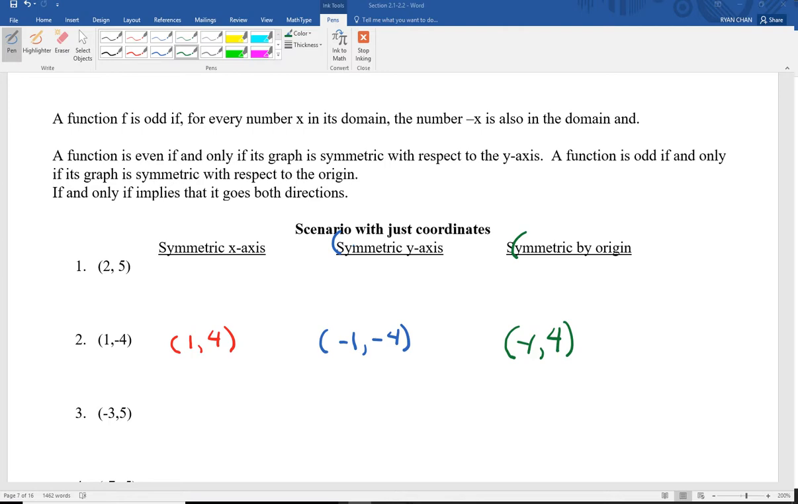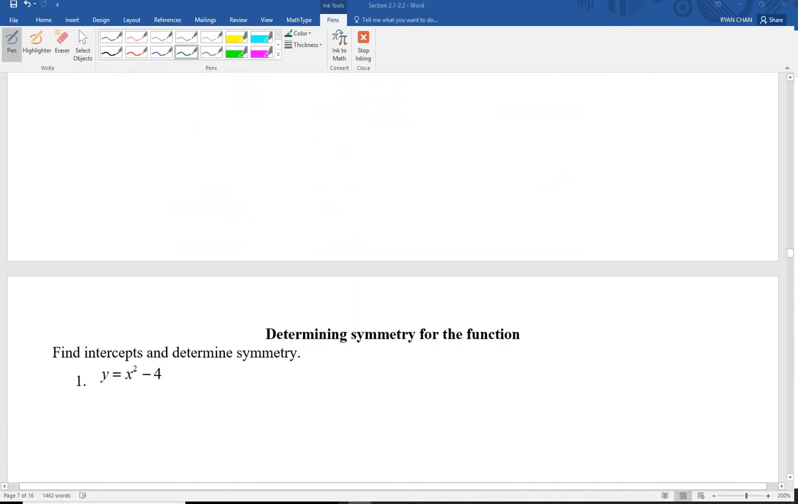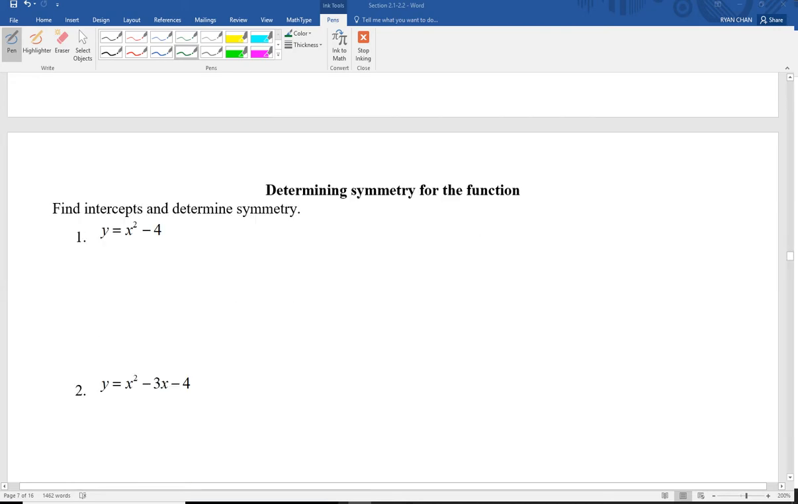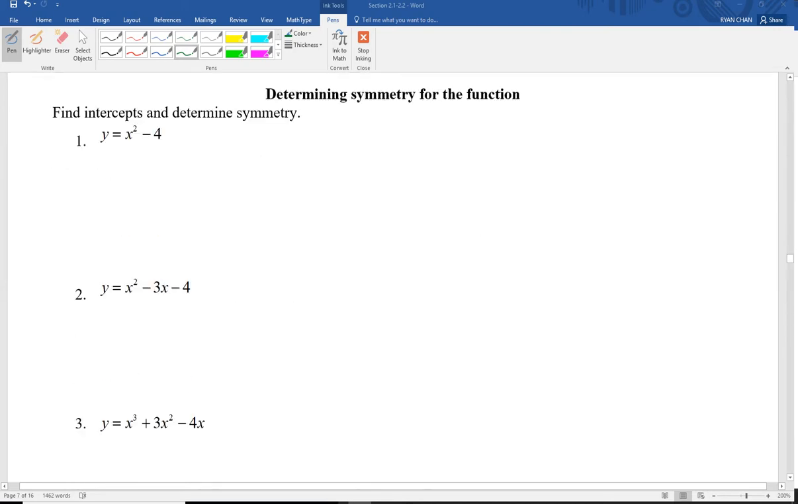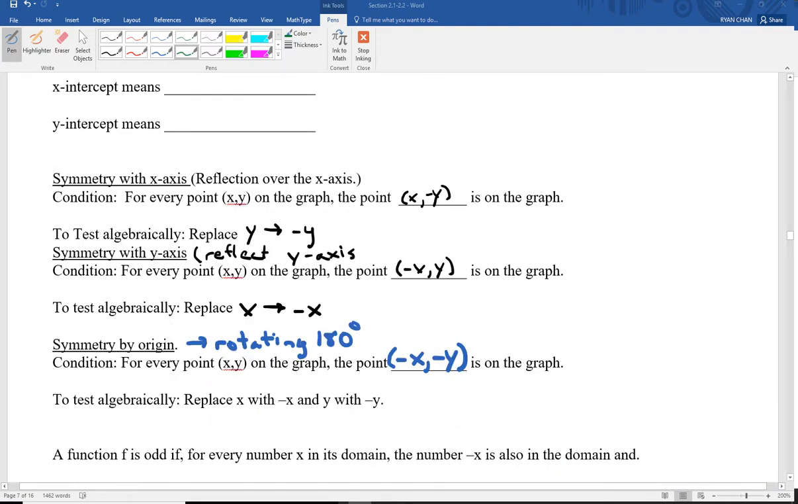The easier one is the one we just did before, with symmetry in terms of coordinates. Now we're going to do symmetry in terms of graphing functions. So we want to determine the symmetry for y = x² - 4. Okay, so actually, before we do that, let's do a quick recap. If I want to do symmetry with the x-axis, y gets replaced with -y. For the y-axis, x gets replaced with -x, and then for the origin, it's both, right? So we're just changing signs for the respective letters.